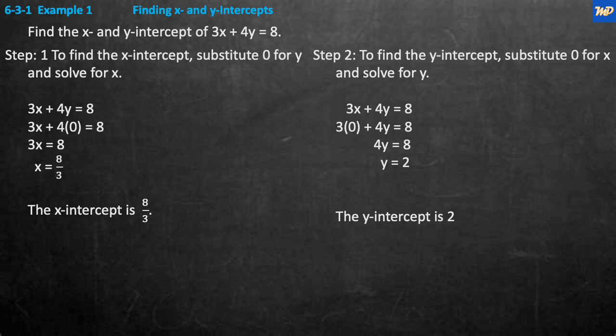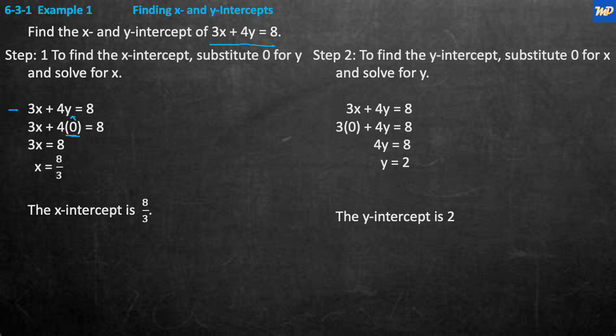Okay, example 1, finding the x and y intercepts. Let's say, find the x and y intercept of 3x plus 4y equals 8. That's the standard form of the linear equation. To find the x-intercept, substitute 0 for y and then solve for x. So here I wrote the equation, 3x plus 4y equals 8. And then we substitute the 0 for the y value.